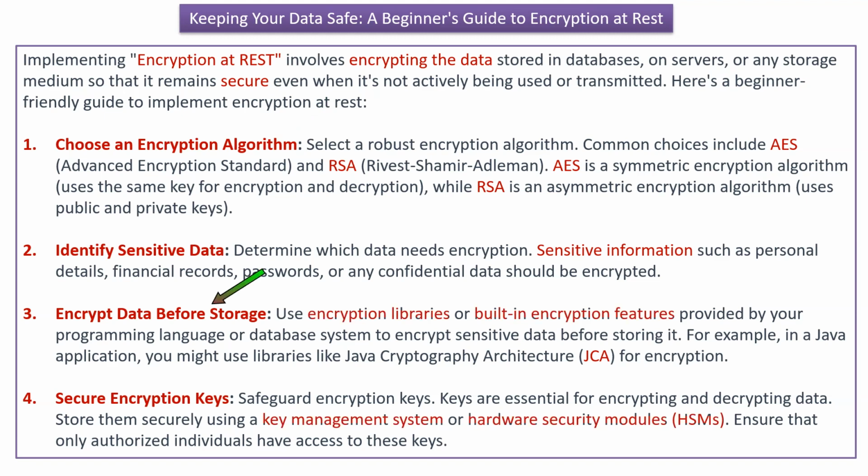Third step is encrypt data before storage. Use encryption libraries or built-in encryption features provided by your programming language or database system to encrypt sensitive data before storing it. For example, in a Java application, you might use libraries like JCA for encryption. JCA is nothing but Java Cryptography Architecture.